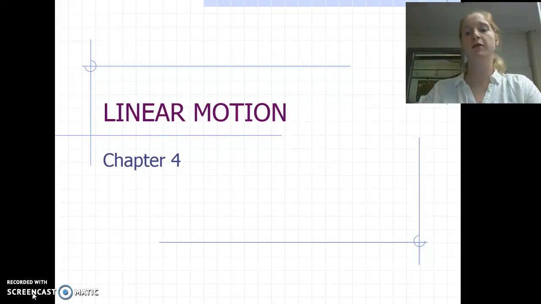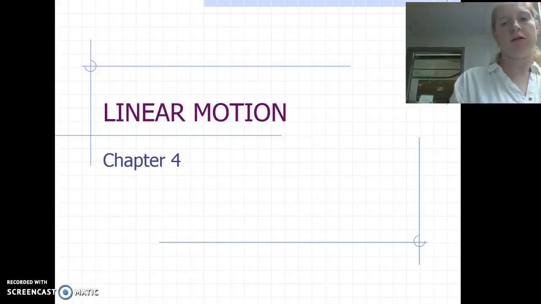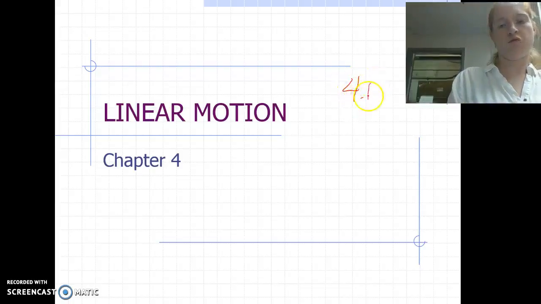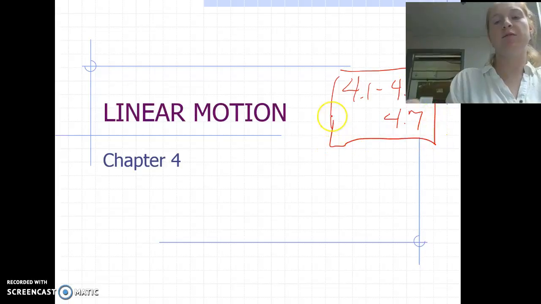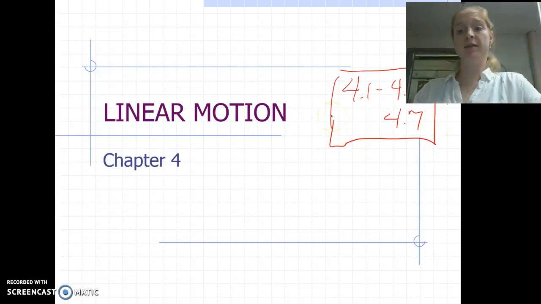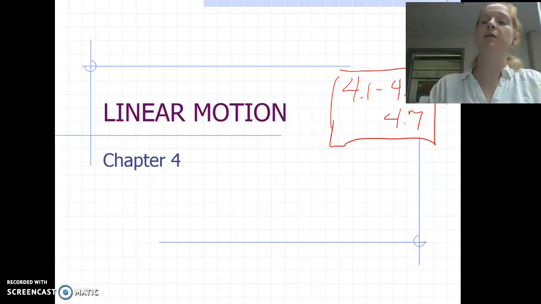All right, this chapter is over linear motion. We are only going to do portions 4.1 through 4.4, and then we're going to cover 4.7. So these are the sections we're going to cover before finals. 4.1 is relative motion, 4.2 is speed, 4.3 is velocity, 4.4 is acceleration, and 4.7 is graphing those components.